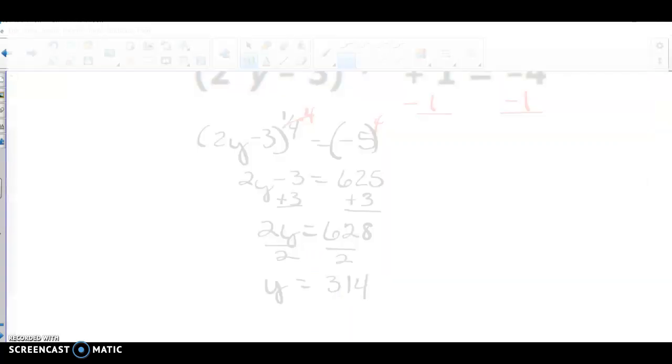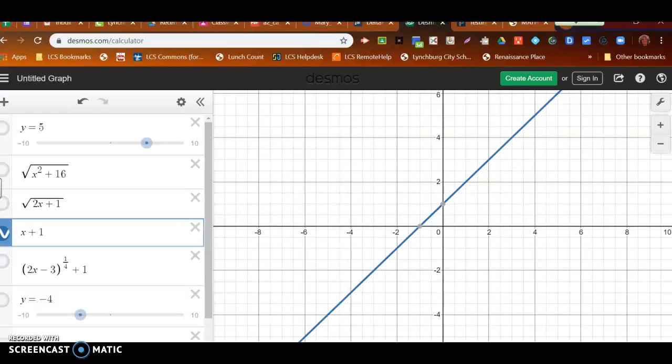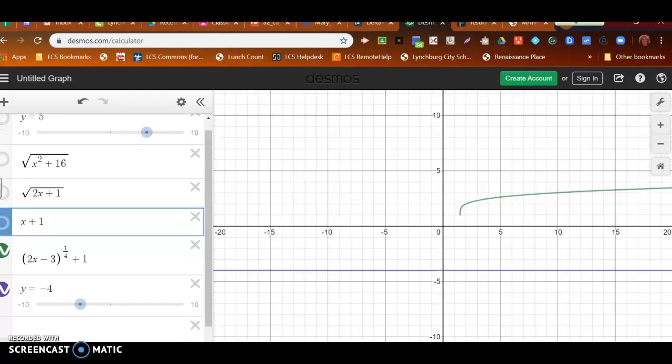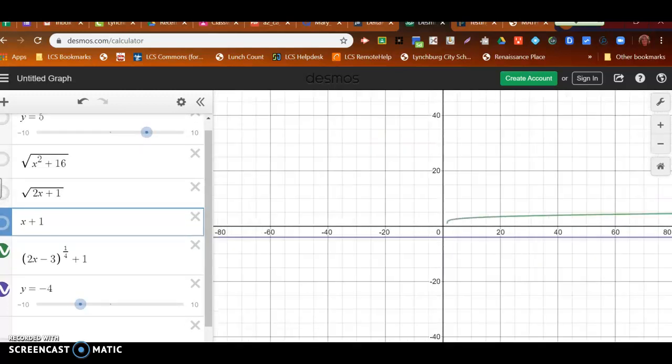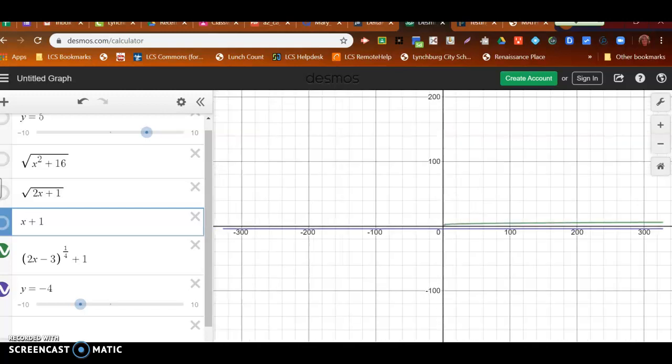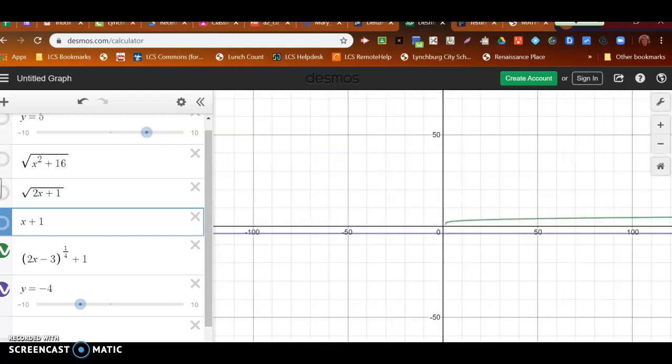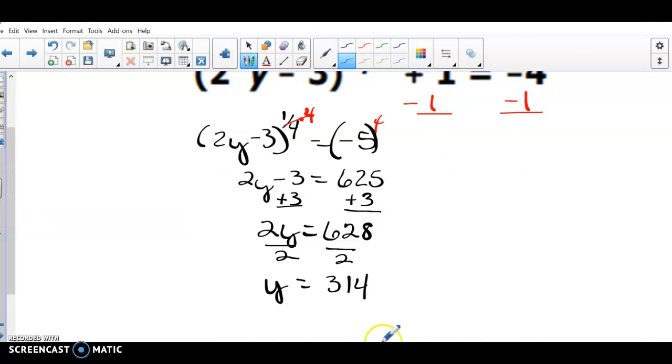When we go to graph this one, in looking at it, doesn't look like anything's going to happen here. Does it look like anything they're ever going to cross? No, doesn't look like they're ever going to cross. So this is an extraneous solution, so we don't use that. So it's an empty set or no real solutions.